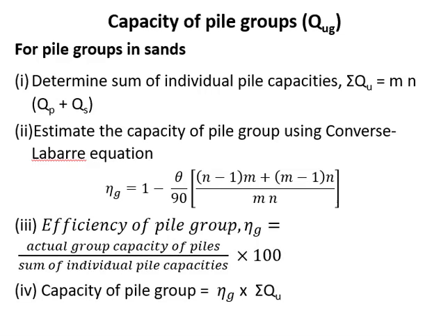In case of sandy soil, we have to find the sum of capacities of all the piles and then estimate the efficiency of pile group using the Converse-Labarre equation. Since the efficiency of pile group is the ratio of actual group capacity to sum of individual pile capacities, we can find the group capacity, which is equal to efficiency of pile group multiplied by the sum of capacities of all the piles.